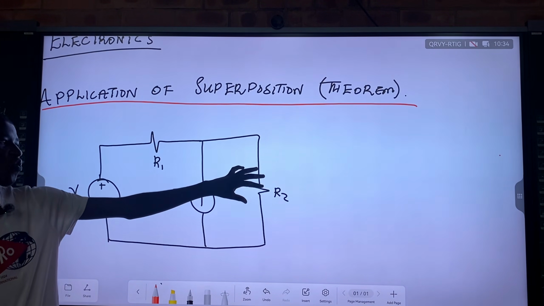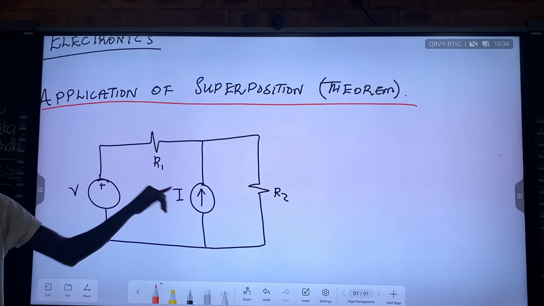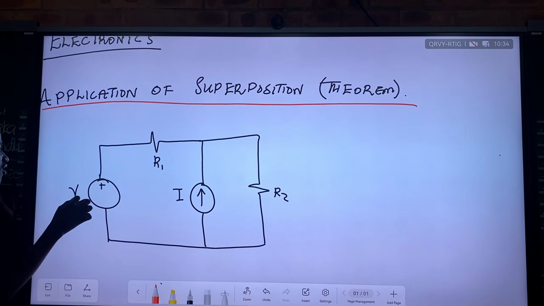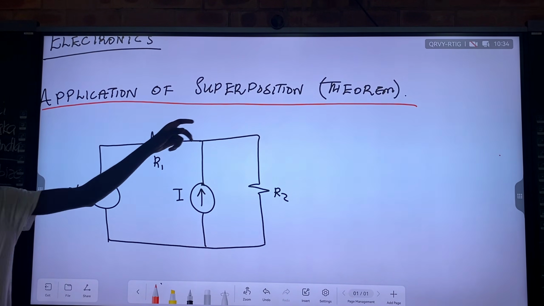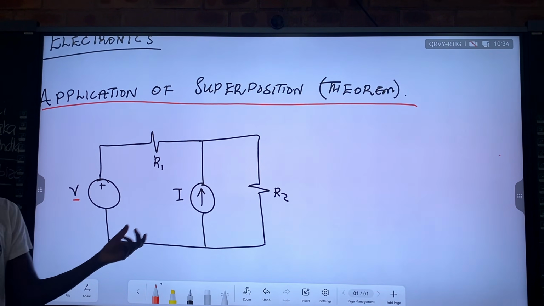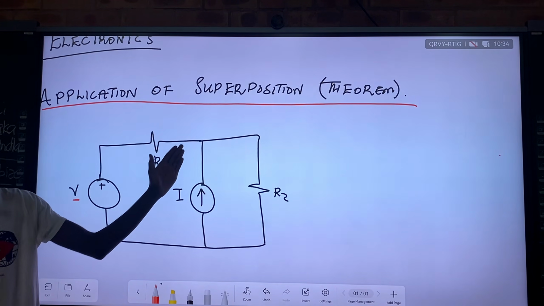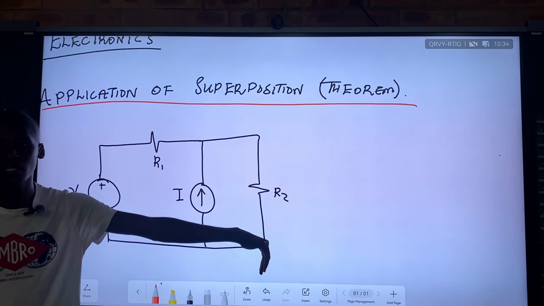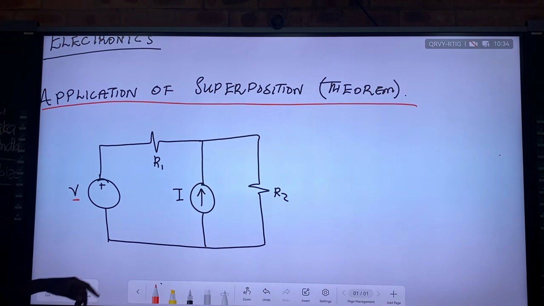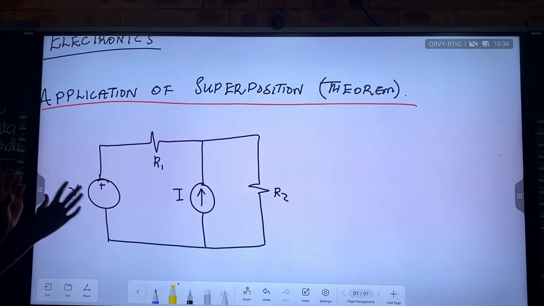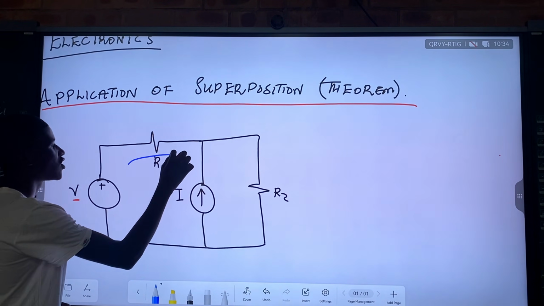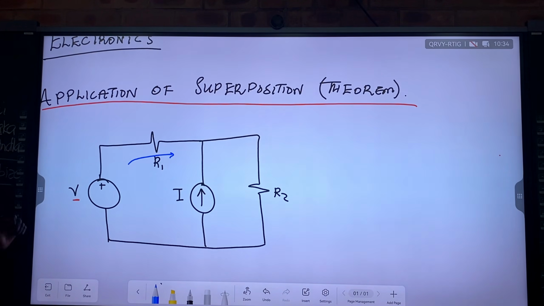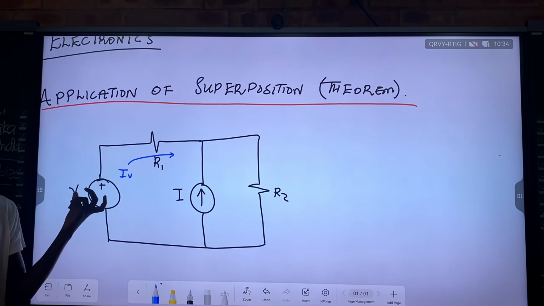Again we say, when we analyze the current in R2, R2 is going to get current from two sources, because the voltage source V is able to produce a current that is going to the resistor R2. Also the current source I is also able to produce a current to R2. So basically the current that is produced by this voltage source V is the one that will enter resistor R1. So the current flows through resistor R1. I'm going to call it IV. So this is the current produced by the voltage source.